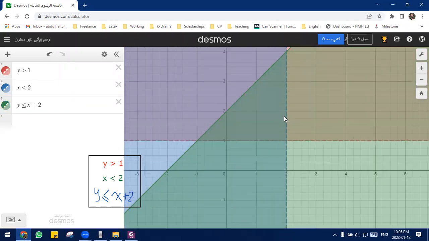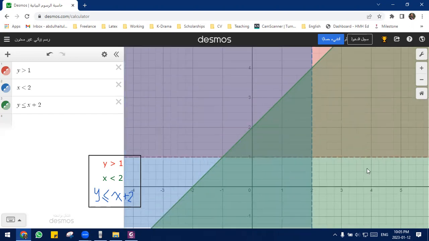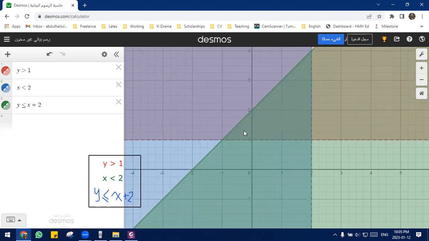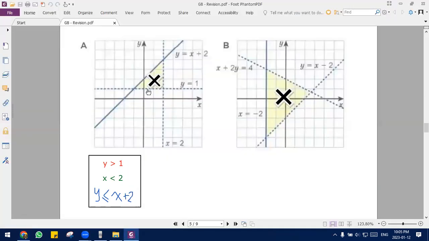So as you can see, you have a dashed line and another dashed line because there's no equal sign. And the last one is solid. Now look, where's the region? It's here, the one that has all the colors, the 3 of them. So it's that triangle. Let me go back to the question. Yes, it's that triangle. So these equations are correct.